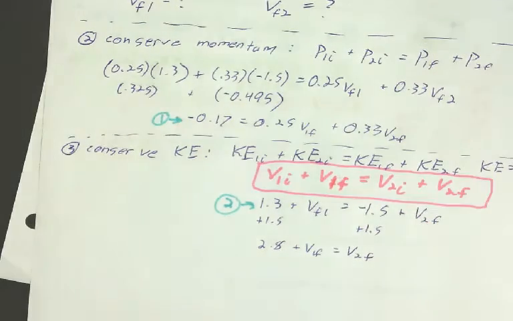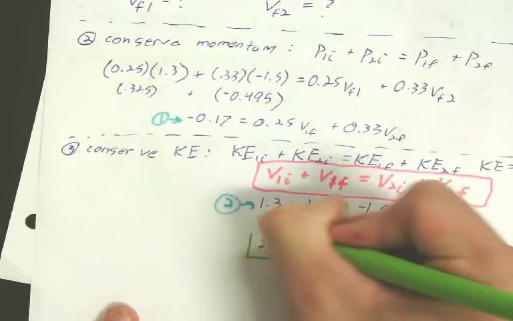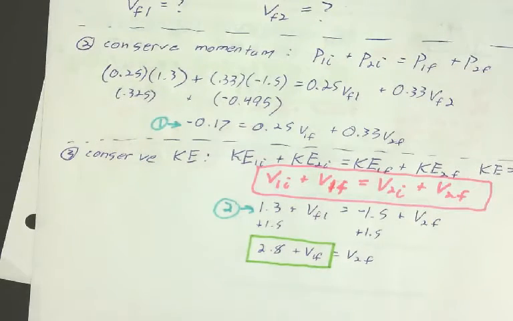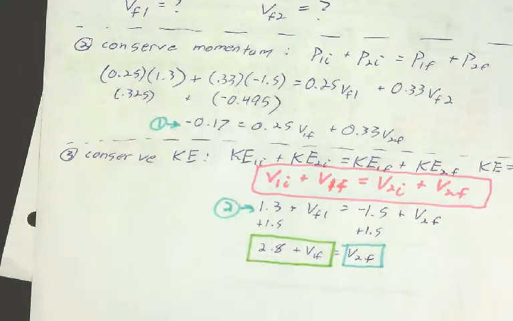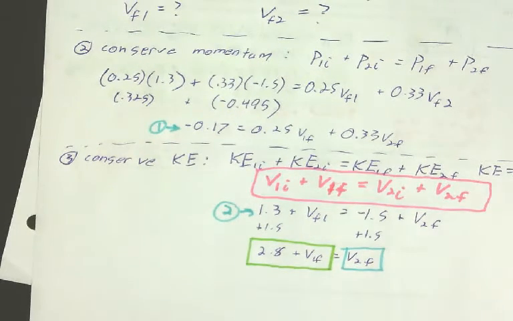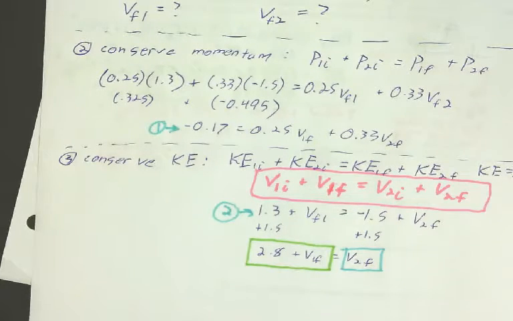All right. So what I did is I figured out what V2 final has to be. V2 final has to be whatever 2.8 more than V1 final is. I don't know what it is, but if V1 final is 1, then V2 final is 3.8. It has to be 2.8 more than whatever this is. So, if you remember substitution, you know what's coming next. If you don't remember substitution, that's okay. I'm going to show you.